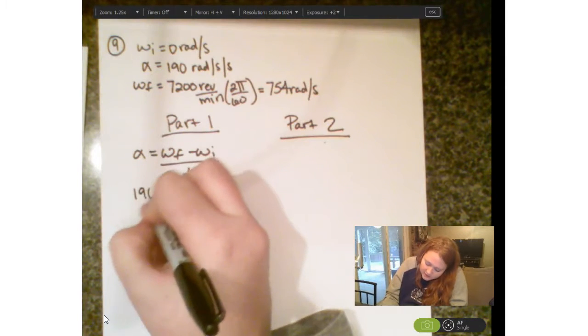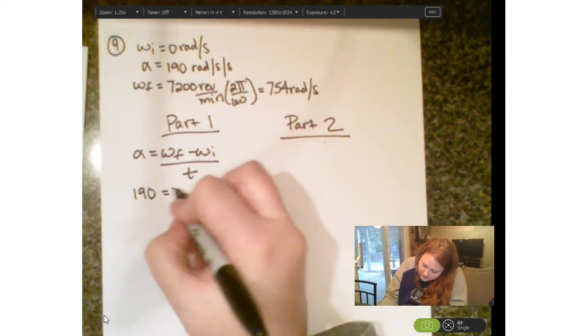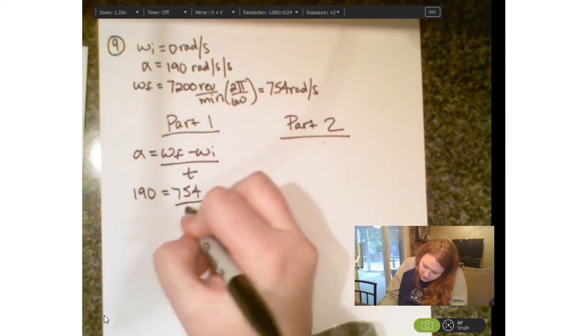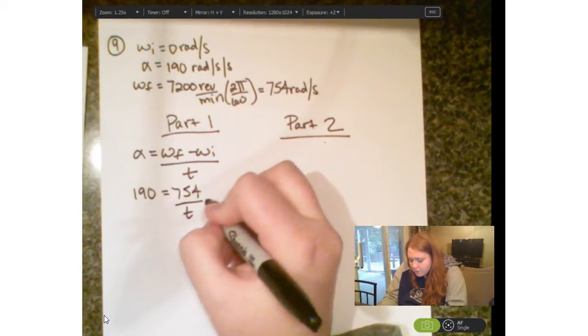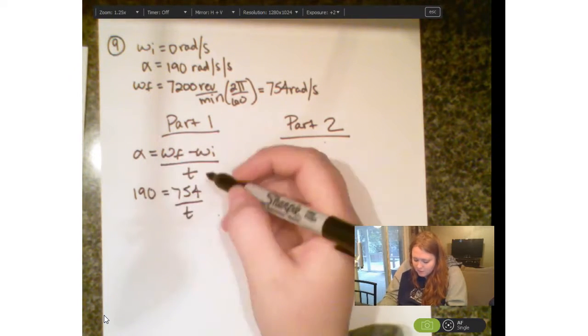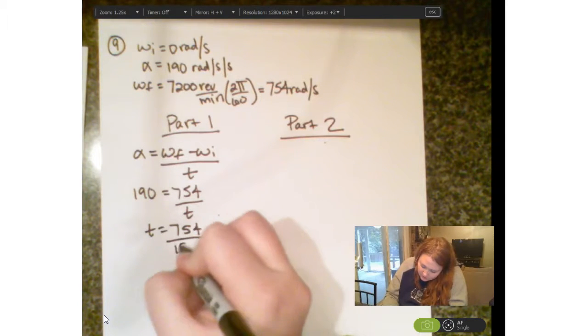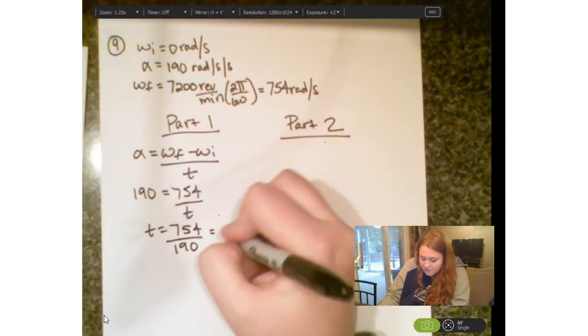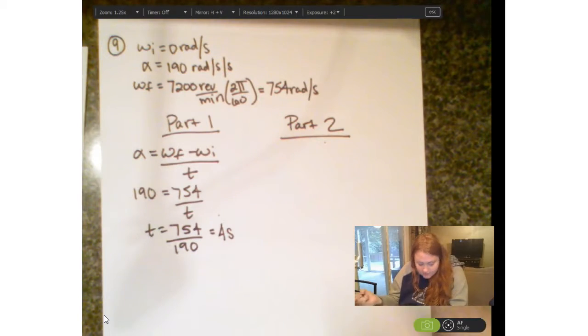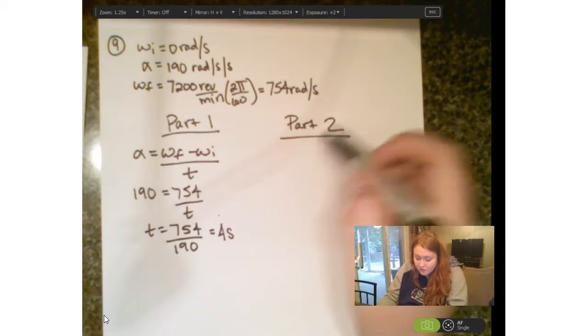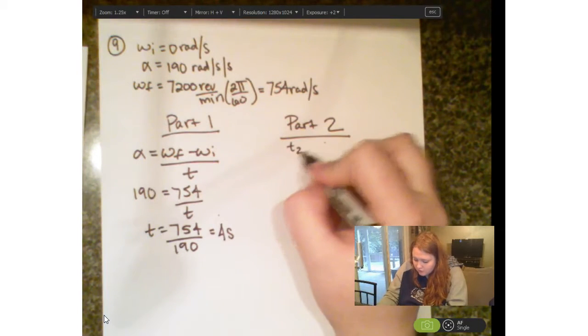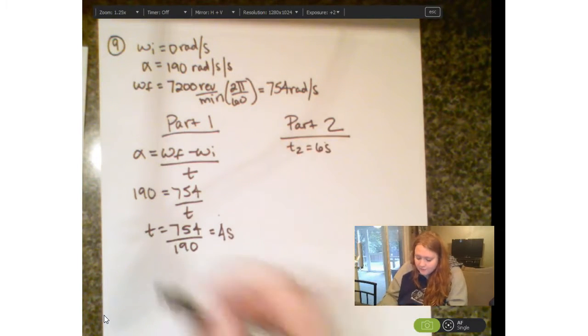So 190 equals 754 over t. If I multiply both sides by t and then divide by 190, I will get a time of about 4 seconds. Okay, now that means that there are 6 seconds left over here for part 2. I'm just going to go ahead and write t2 equals 6 seconds.